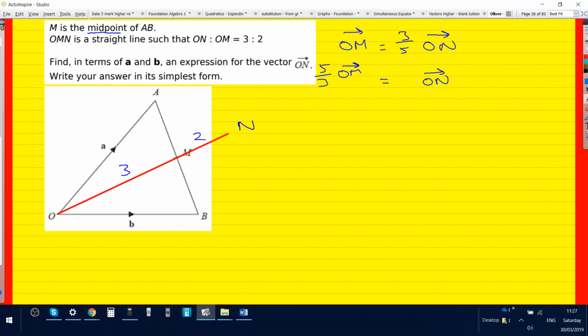Well, you first find A to B. So B minus A. And then O to M equals A plus half B minus half A. And then collect it all together, so OM equals half B plus half A.